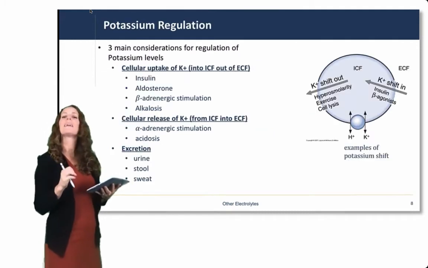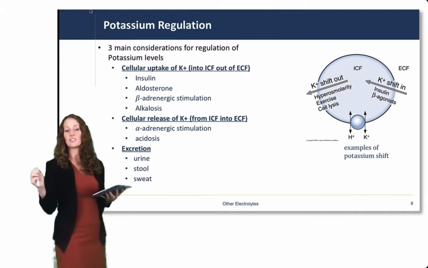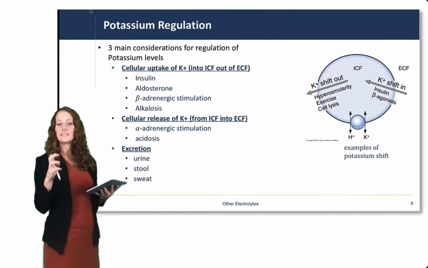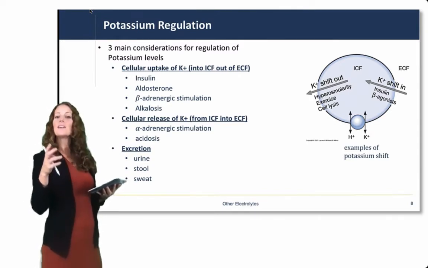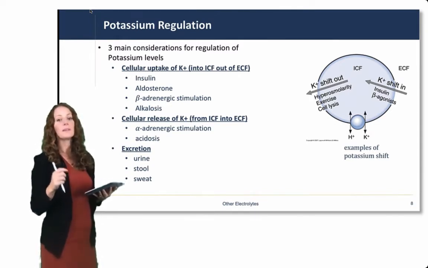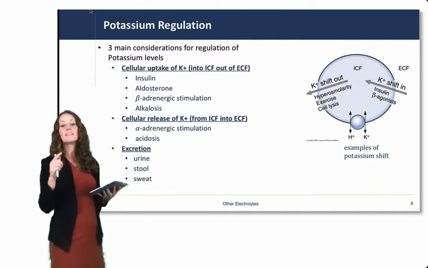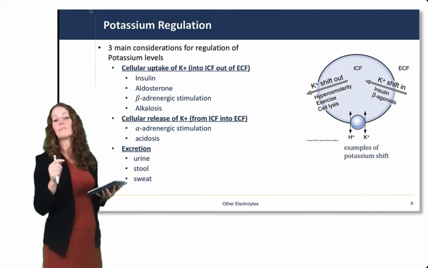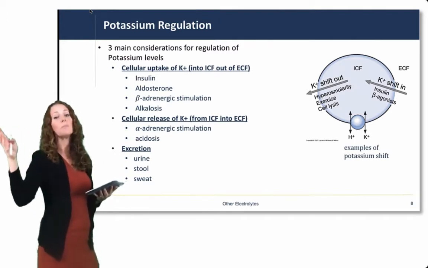Let's think about the regulation of potassium. There's three main considerations for the regulation of potassium levels. The cellular uptake of potassium, we already talked about insulin. Cellular uptake of potassium is also stimulated by aldosterone, beta-adrenergic stimulation, and alkalosis in the blood, meaning that you have high blood pH, or the blood is too basic.